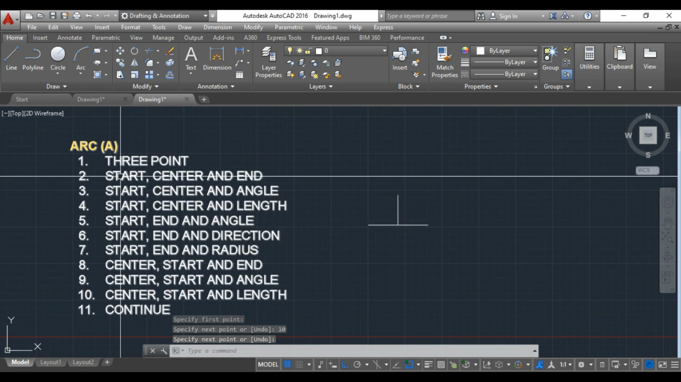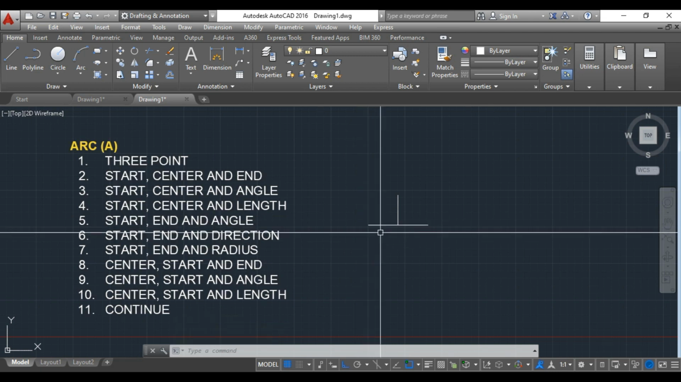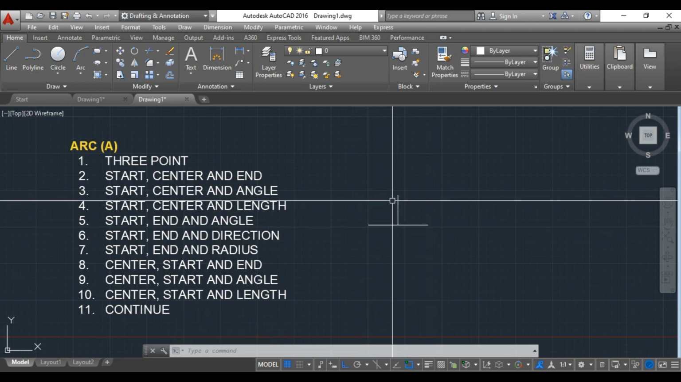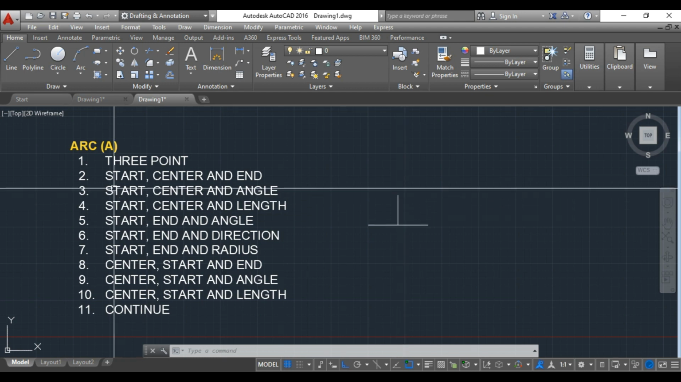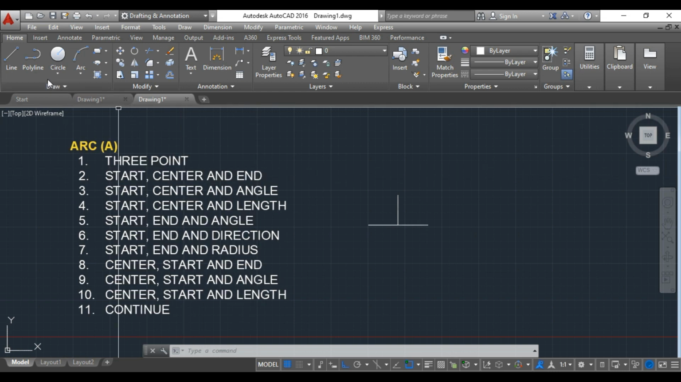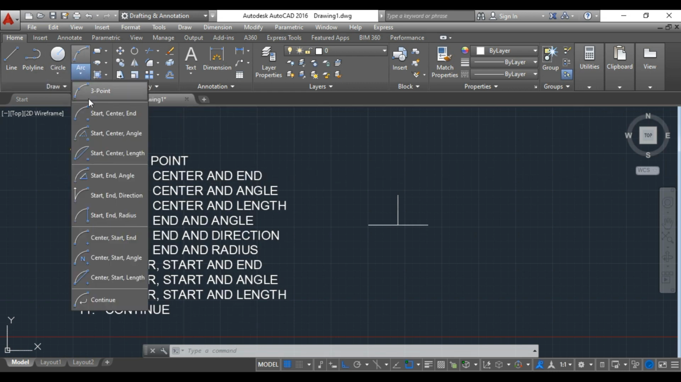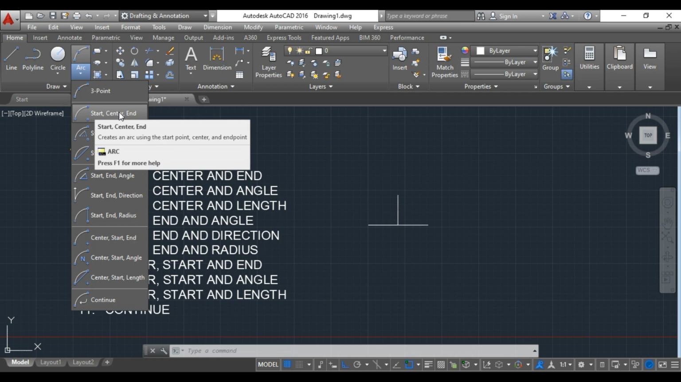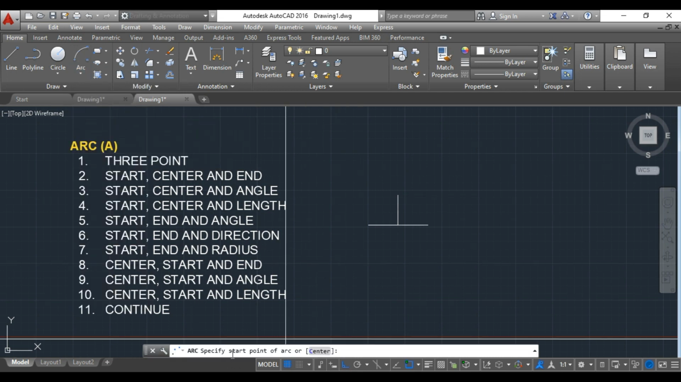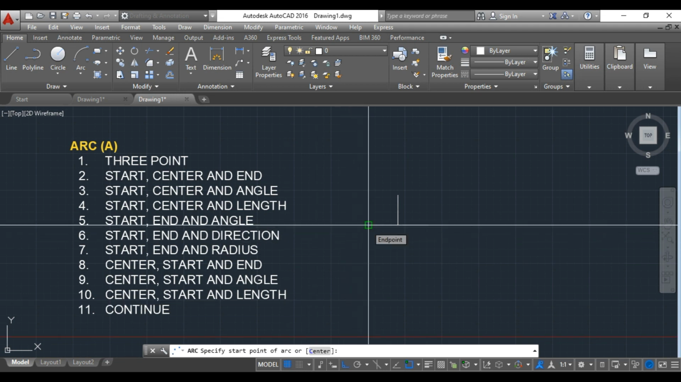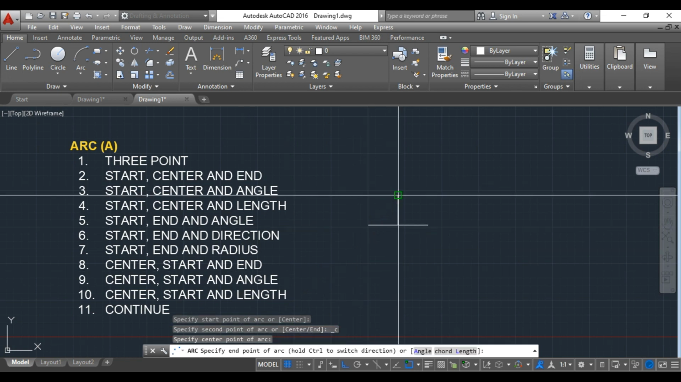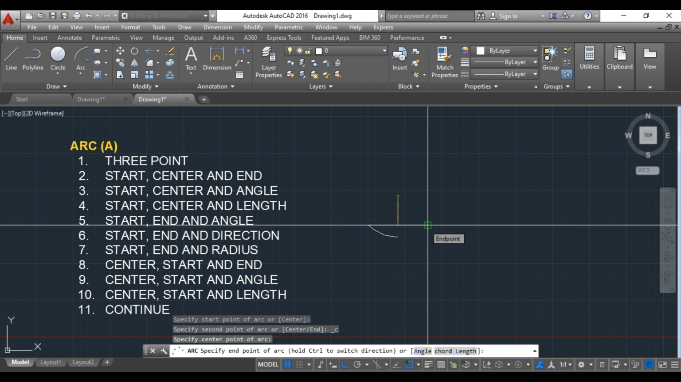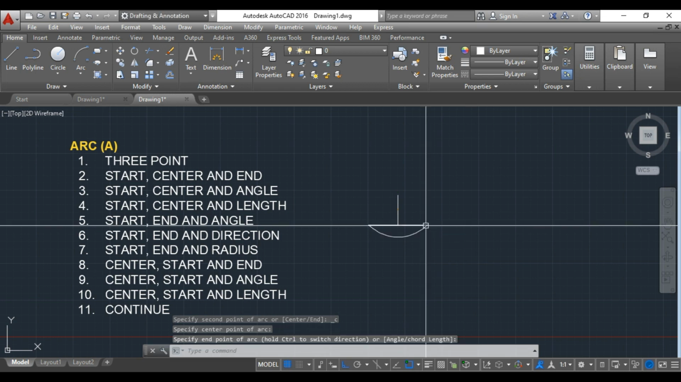See, the first one is start. As you know, this is my start point and this is my end point. This could be your center point, but I have taken this as your center point. So start, center, end. I will select the second case, start, center, end. It is asking me to specify the start point of the arc. See, this is my start point. Now it is asking me the center point of the arc, so I will give the center point. Now it is asking me the third one, that is the end point of the arc.